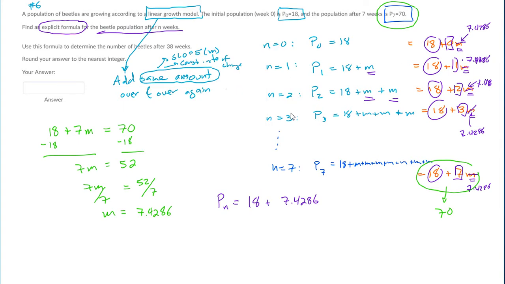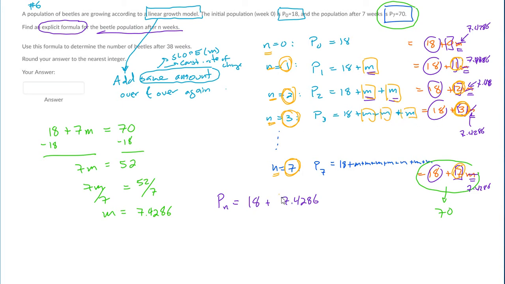At time 3, I had 3 of them. At time 2, I used 2 of them. At time 1, I used 1 of them. At time 0, I didn't use any of them. At time 7, I used 7 of them. What's the pattern? Whatever the n value is, that's telling me how many copies of this constant slope amount, or constant rate of change amount, is being added. How many copies are being added depends on the n.